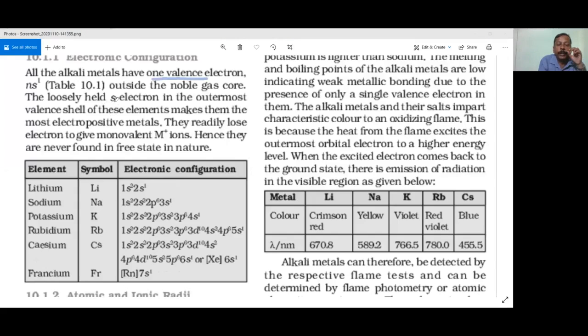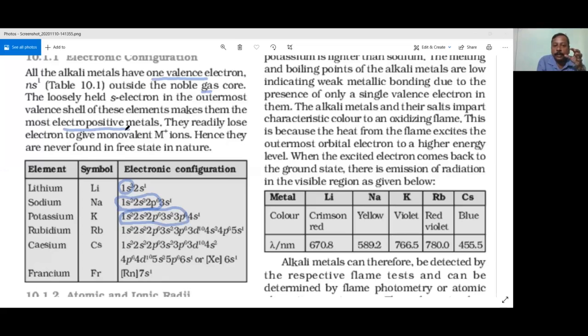And because of that, see, this is the inner core for lithium, this is the inner core for sodium, this is the inner core for potassium. Inner core means everything other than the valence electron, including the penultimate shell. A loosely held s electron in the outermost valence shell makes them most electropositive.